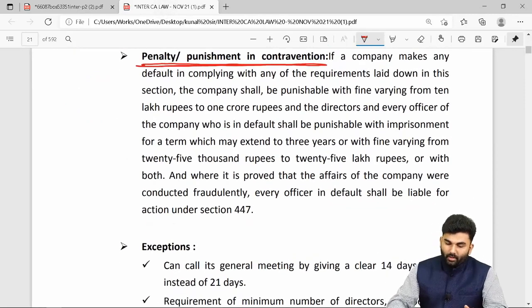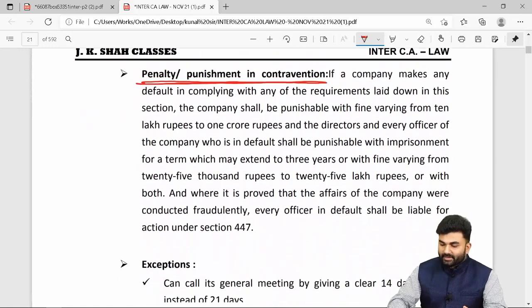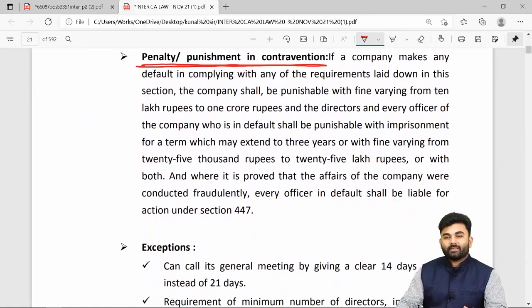See, in your JKSS textbook, page number 17, you will come across the penalty or punishment in contravention of this provision. If a company makes any default in complying with any of the requirements laid down in this section, the company shall be punishable with a fine varying from 10 lakh rupees to 1 crore rupees. The directors and every officer of the company who is in default shall be punishable.